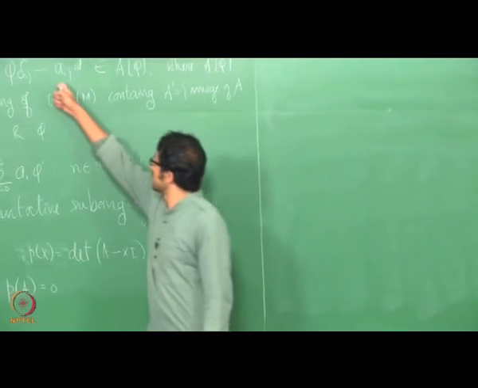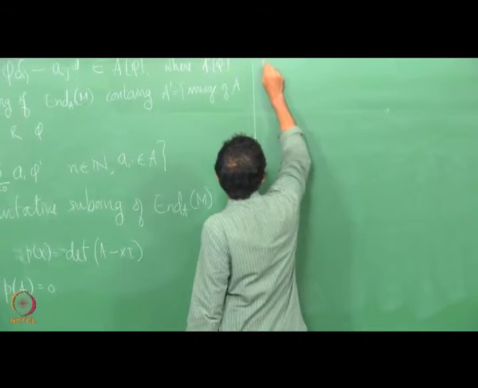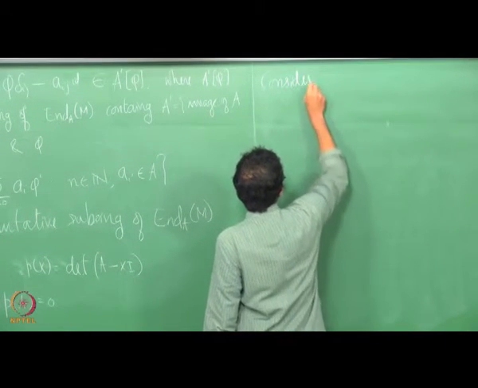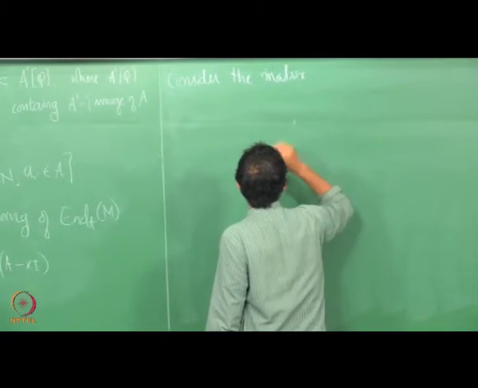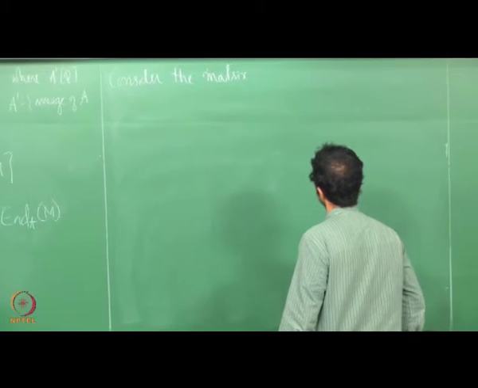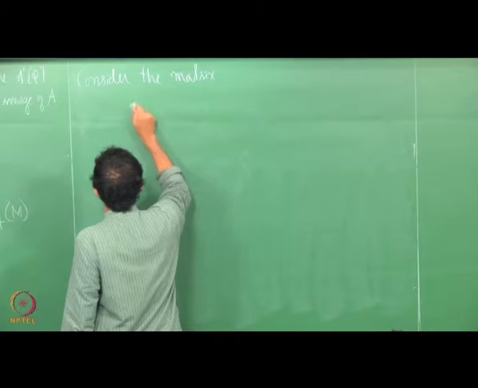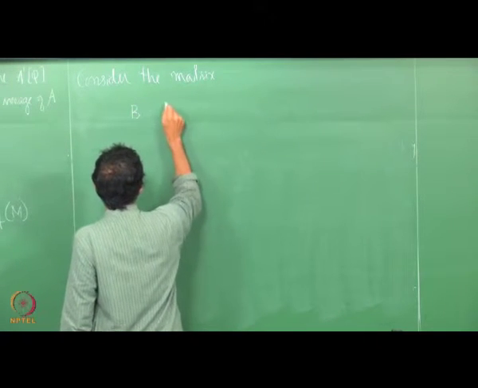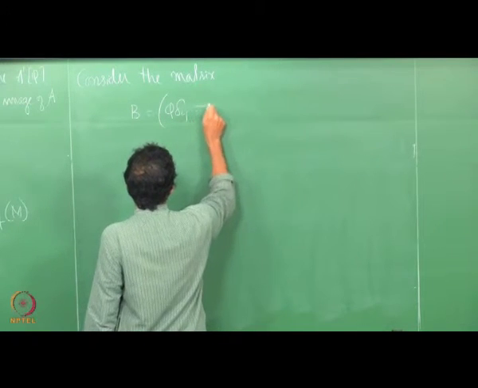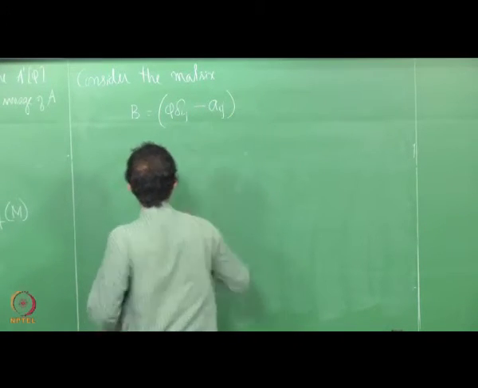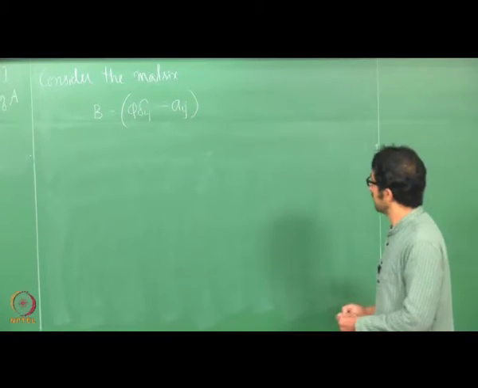Now let us come back to this. These are all elements in a commutative ring, and I look at this matrix. Consider the matrix, let me call it B, equal to phi delta ij minus aij. So aij, as I said, is thought of as the multiplication map.